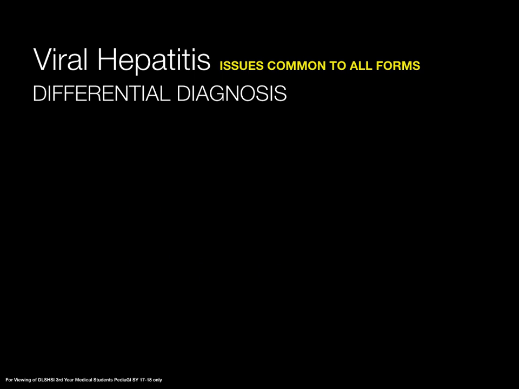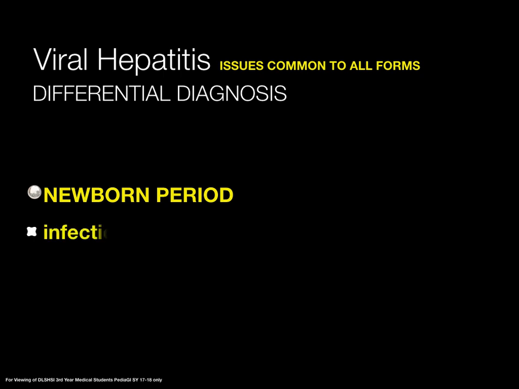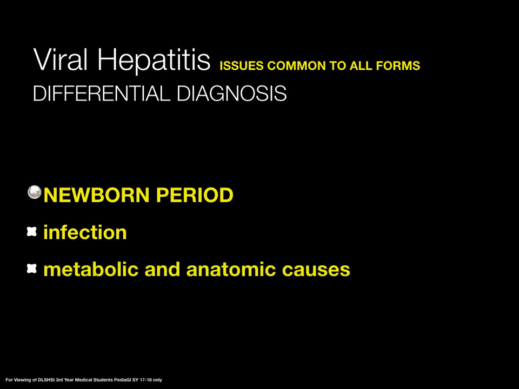Differential diagnosis for newborn period can be infection, such as bacterial E. coli, listeria, and syphilis, or non-hepatotropic viruses like HSV, enteroviruses, and CMV. For the metabolic and anatomic causes, it can be caused by tyrosinemia, biliary atresia, genetic forms of intrahepatic cholestasis, and choledochal cyst.